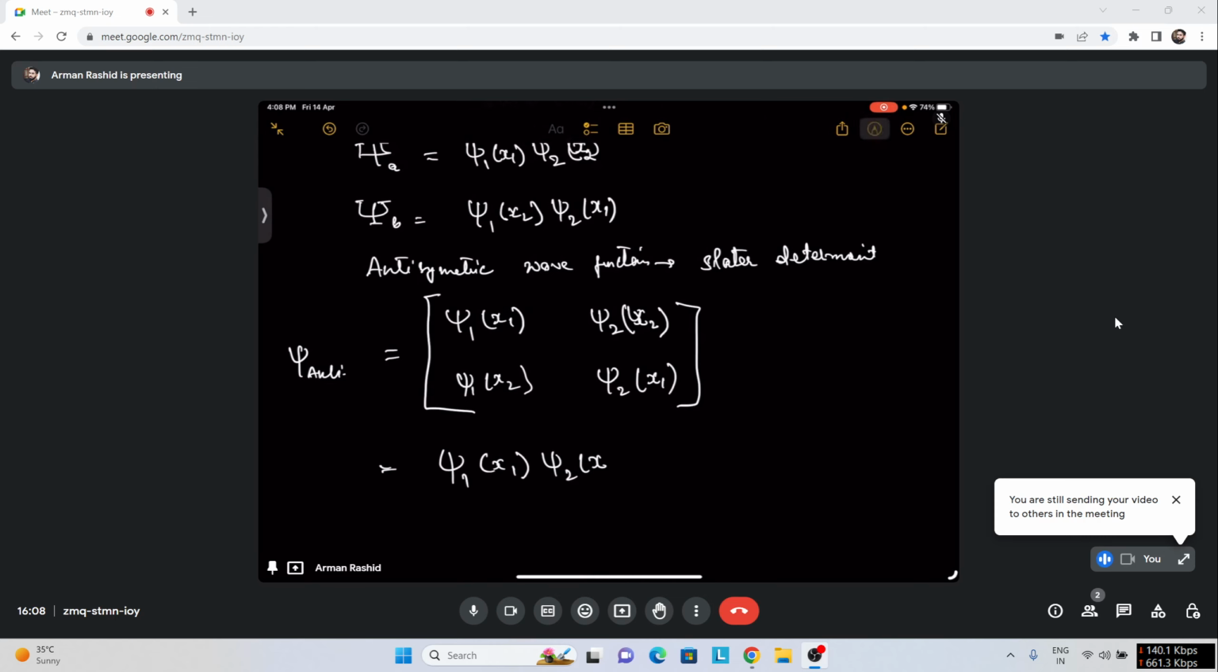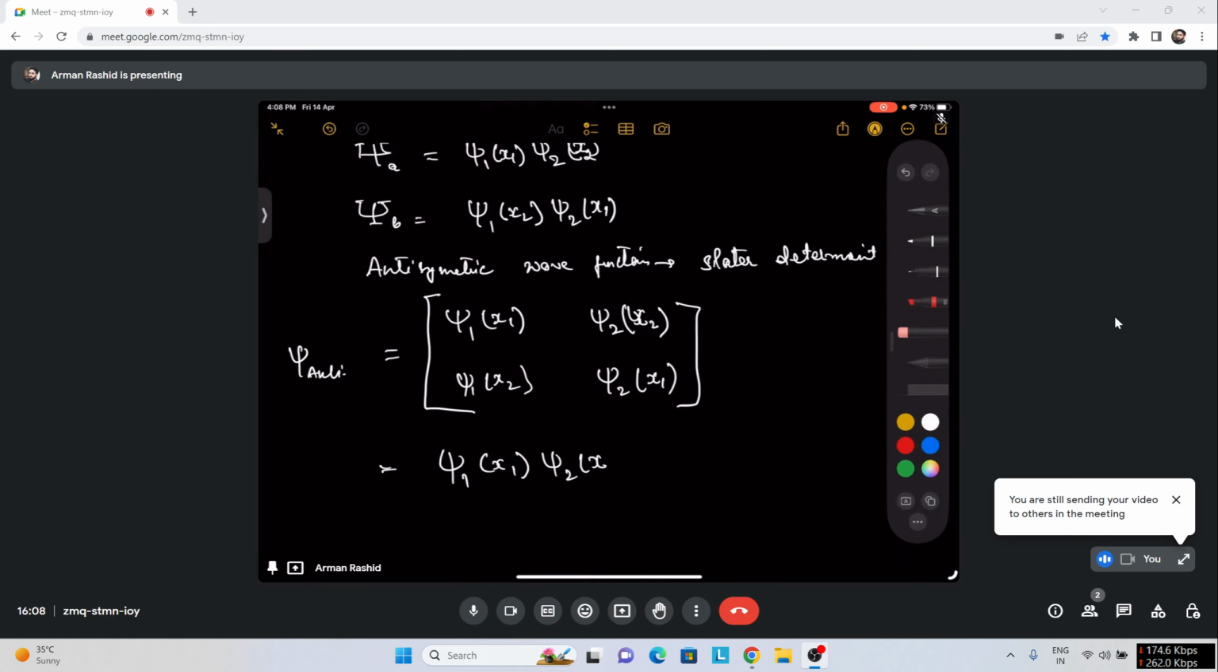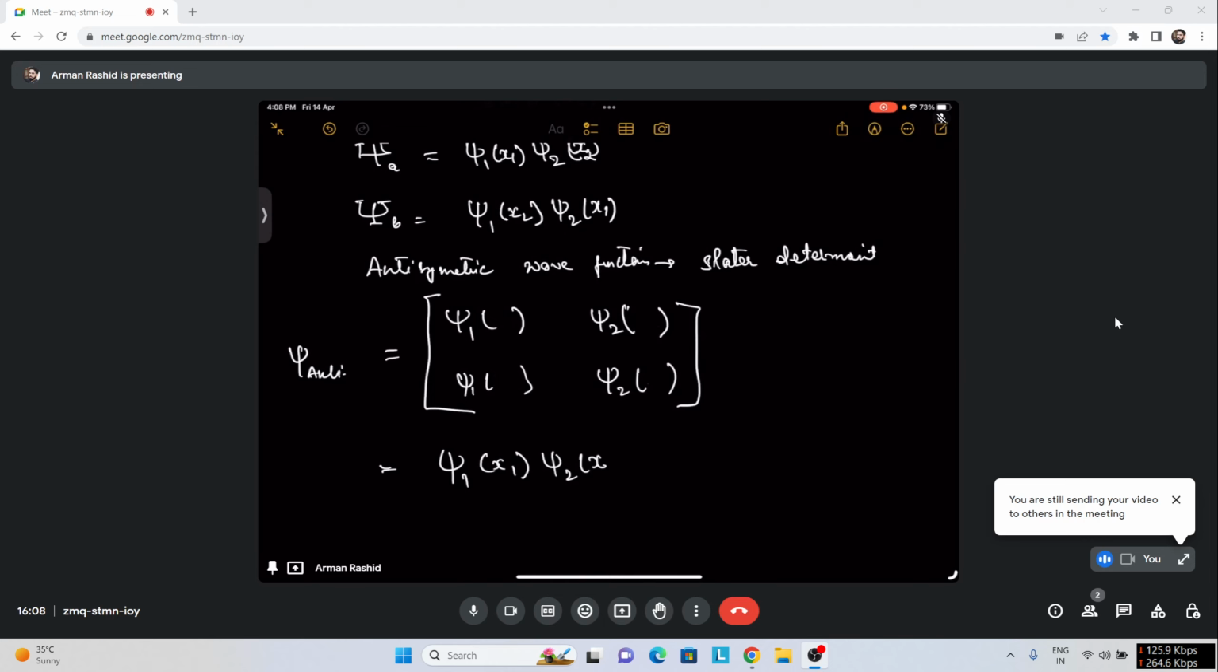Okay, so if we are creating a determinant, then what we have to do is take either one column or one row for a particular wave function. So we have taken columns as wave functions. Now this should be the same, this will be x1, this will be x1, this should be x2, this should be x2. So psi 1 x1 psi 2 x2 minus psi 2 x1 psi 1 x2.